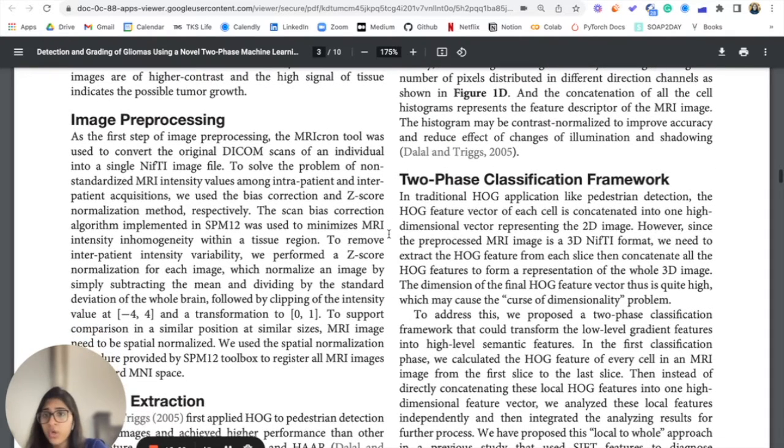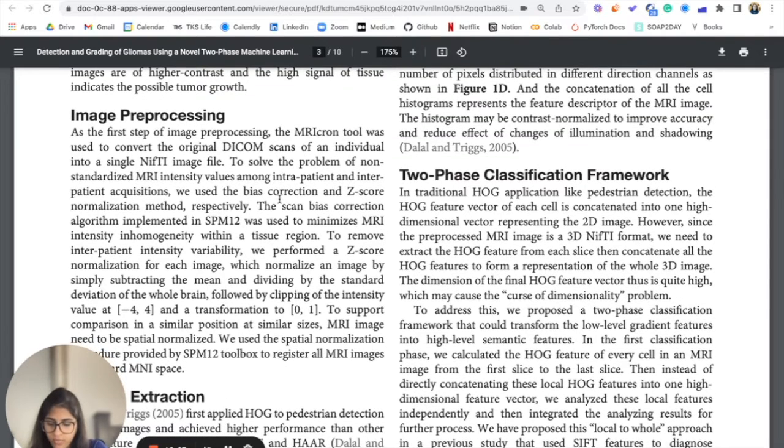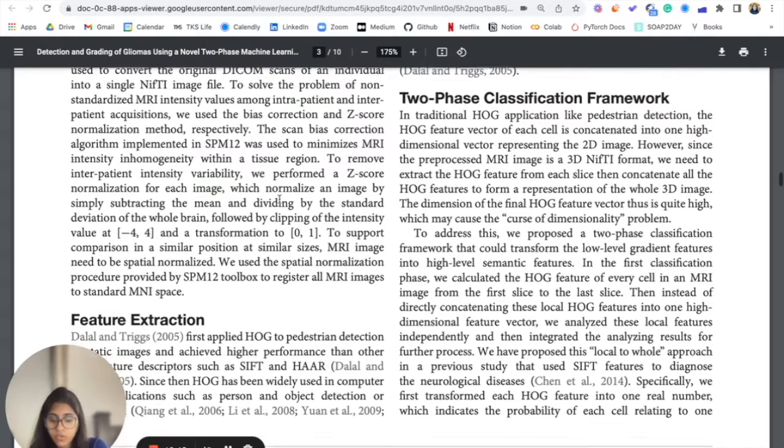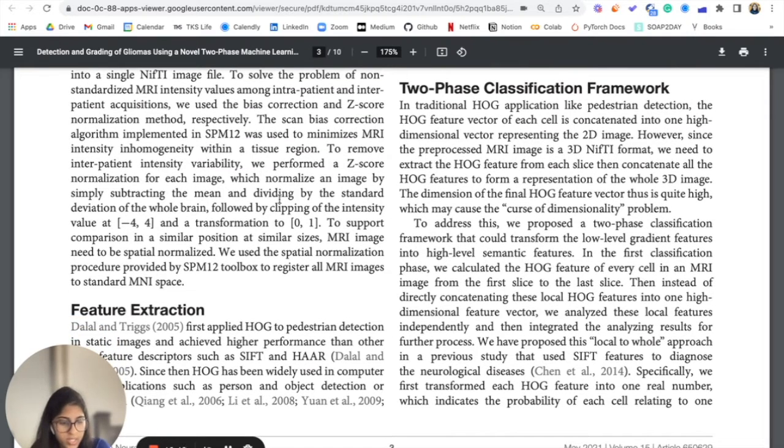They also talked about normalization methods such as bias correction and the Z-score stuff. I didn't look too much into that, but obviously, if I were to do this project, I would have to look more into how these normalization methods work. So yeah, I didn't look too much into that.